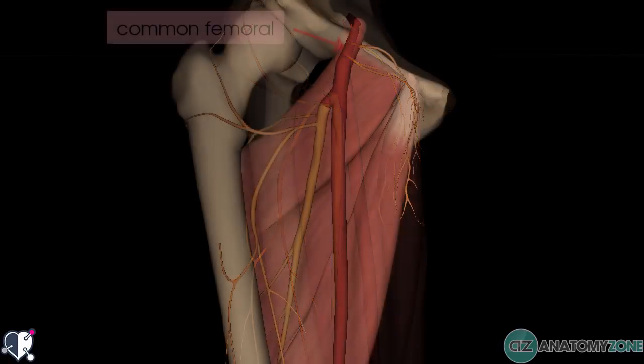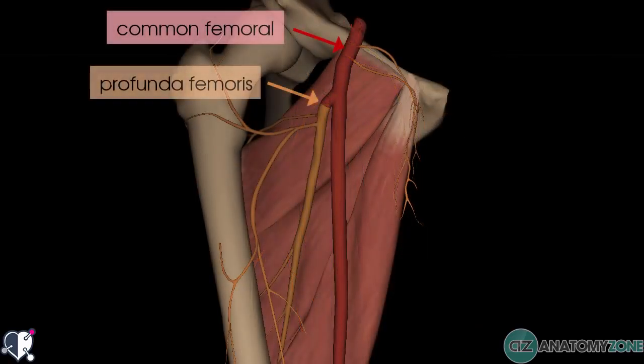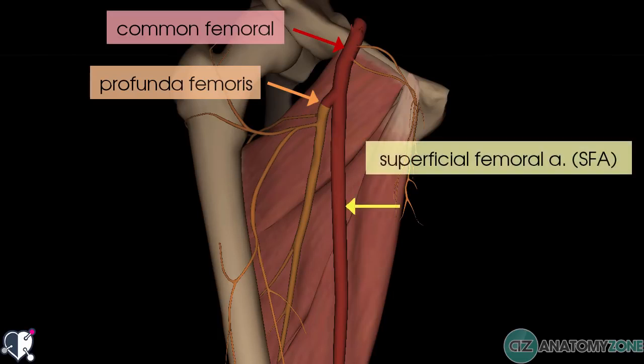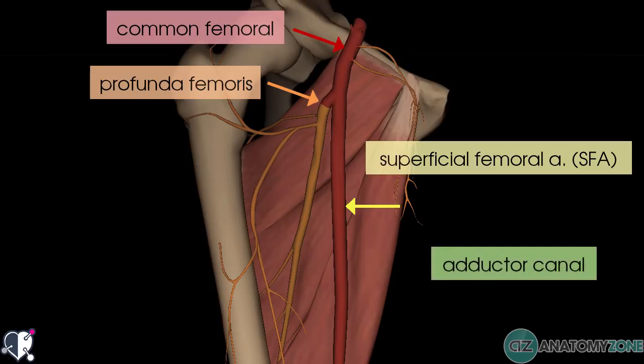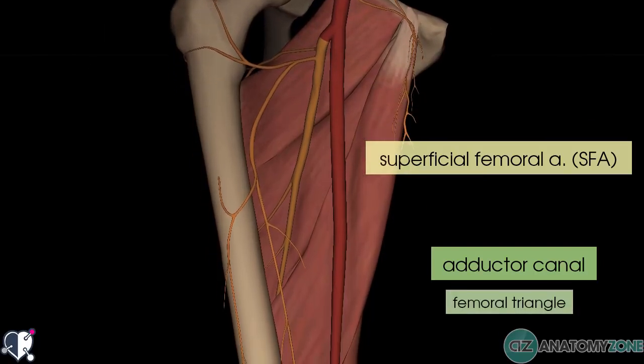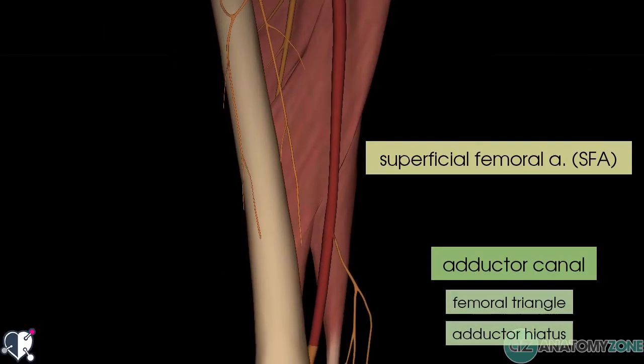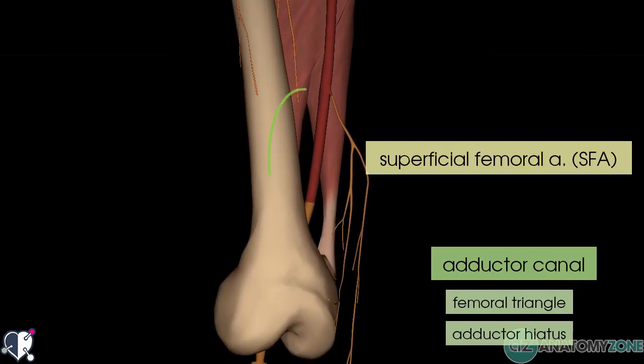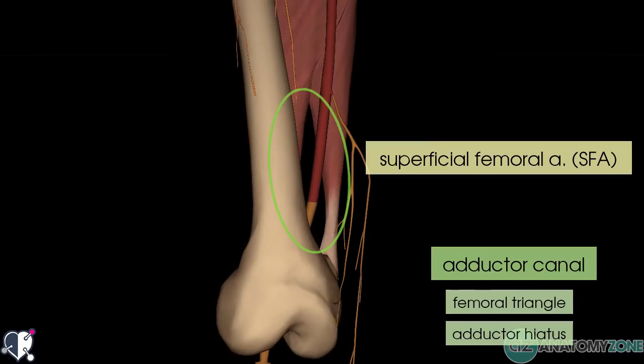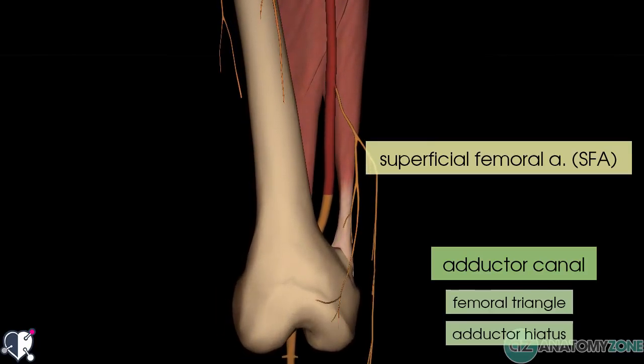So the common femoral divides into the profunda femoris, and it continues as the superficial femoral artery, the SFA. So the SFA travels through the adductor canal, which is a muscular tunnel in the thigh beginning at the bottom of the femoral triangle and ending at the adductor hiatus. So you can see the adductor hiatus in this model here, as it's an opening in the adductor magnus muscle, and this allows the SFA to pass through into the posterior compartment of the thigh.